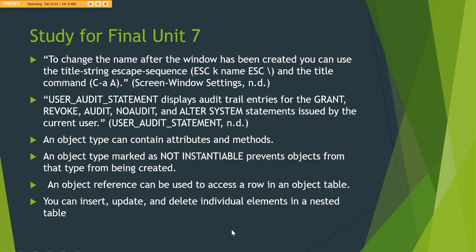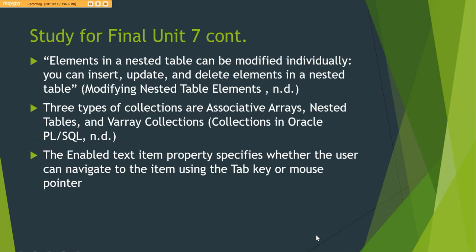An object reference can be used to access a row in an object table. You must insert, update, and delete individual elements in a nested table. Elements in a nested table can be modified individually. You can insert, update, and delete elements in a nested table. Three types of collections are associative arrays, nested tables, and array collections.